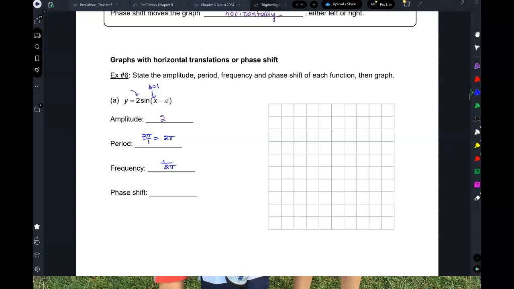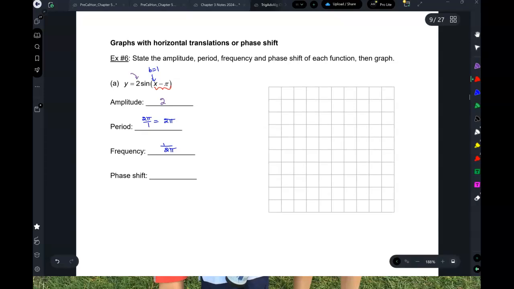Frequency, 1 over 2 pi. For the phase shift, you have to do some work. You're going to take this thing inside the parentheses, x minus pi, and set it equal to 0. How do I solve for x now? What do I do? Add pi. So x is pi. That is your phase shift. X is pi means the whole graph has moved to the right pi units.